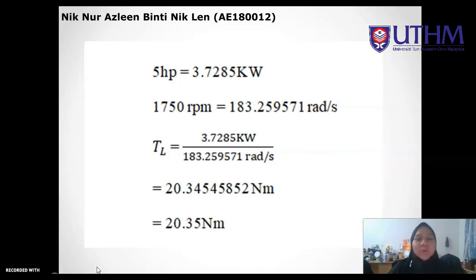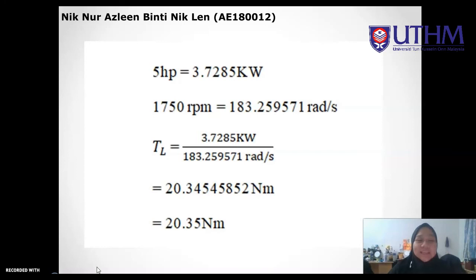First of all, after we set up all of the components for the circuit, we need to set up our torque load. In order to set up the torque load, we need to calculate it first. We need to use our power, which is 5 horsepower, and change it into kilowatt. And our motor speed, which is 1750 RPM, we need to change it into radian per second.